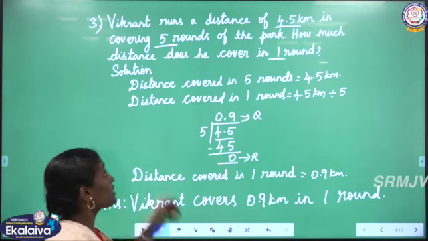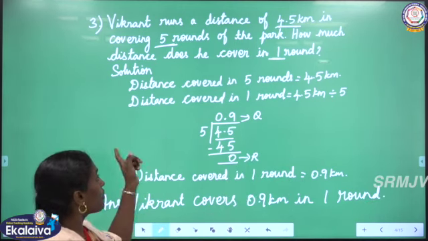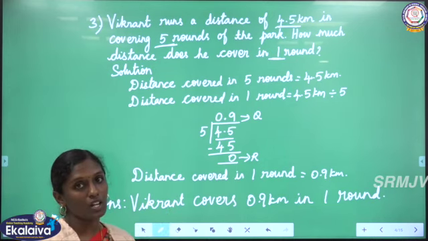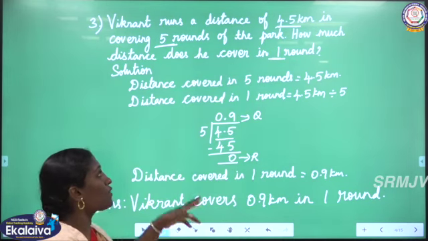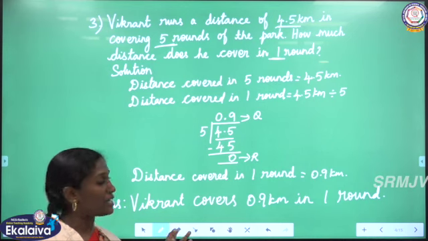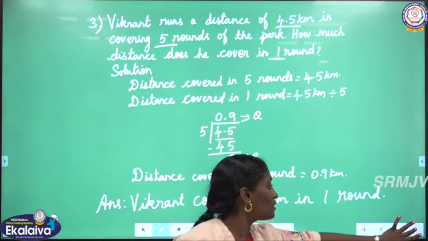Okay. Distance covered in 5 rounds is given. From this we are finding the distance covered in one round. From many we are finding one, so division. By using division we found the answer.